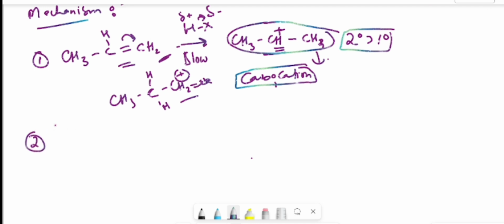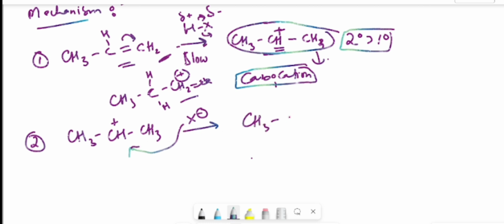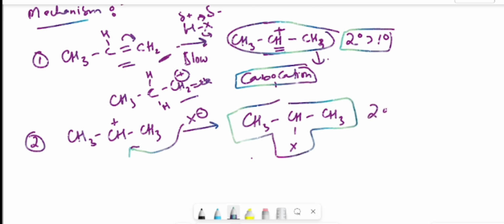The carbocation here formed, CH3, CH, and then CH3. What will happen? The carbocation here formed would be attacked by this X negative, because here the X negative has been released as a negative charge. So the negative charge will attack the carbon. When the negative charge attacks this carbon, the halogen will come like this, and it will be CH3. The valency of all the carbons has been satisfied, and it will give us the secondary alkyl halide. The secondary alkyl halide would be the product of this reaction.